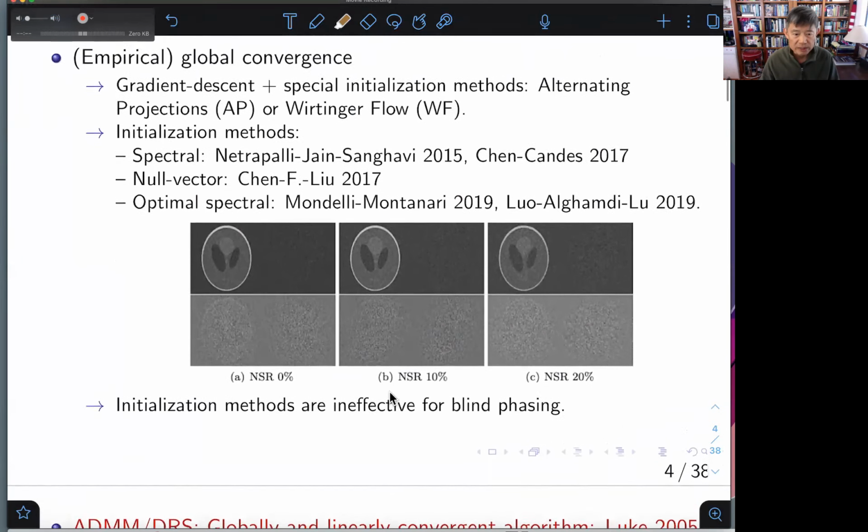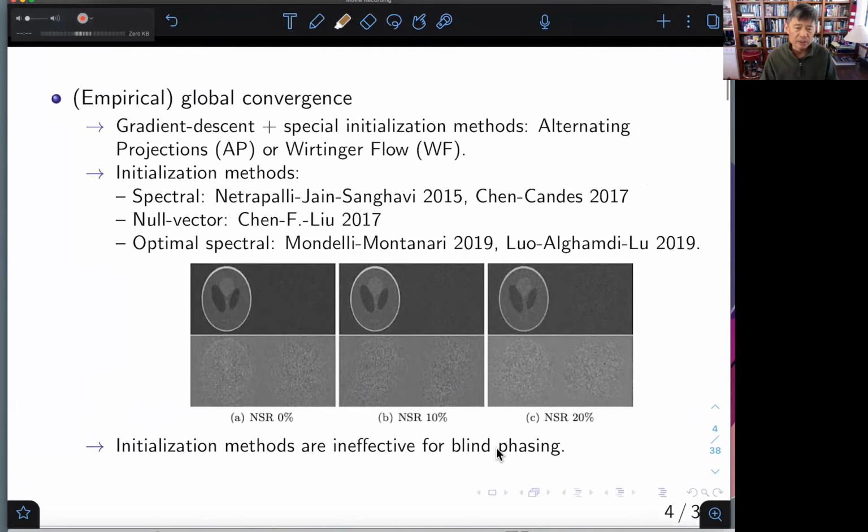If you work with blind phasing, in other words, this is the main topic of my talk, blind ptychography, meaning that the impinging wavefront is unknown, then as far as I know, none of these initialization methods work very well. It really requires knowledge of some underlying random wavefront in order to do the initialization well.